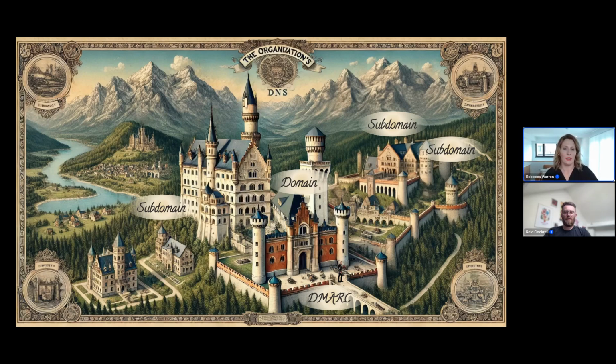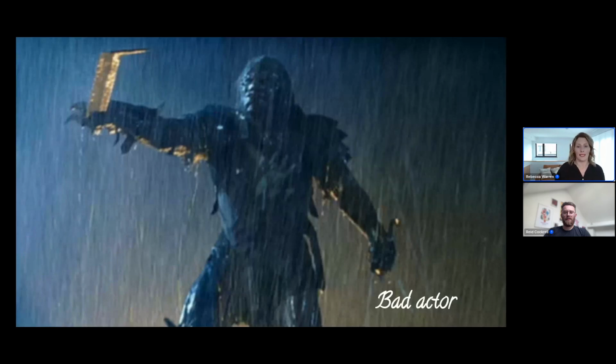But what happens if the guards forget to protect those secret entrances? We're going to revisit our metaphor one last time. Because what if a malicious imposter or bad actor wants to access the castle, but they know they can't get past the guards? Maybe they come up with an idea and they say, why don't I look at all of the secret entrances and see if they've been forgotten about or left unguarded and unprotected? And from there, I can access the main castle, that domain.